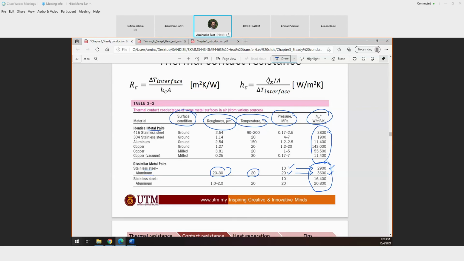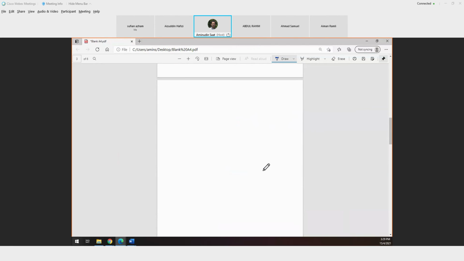So the calculation will be RC. Let's say you want to consider the RC. Let's say we consider two layers, two layers of metal.